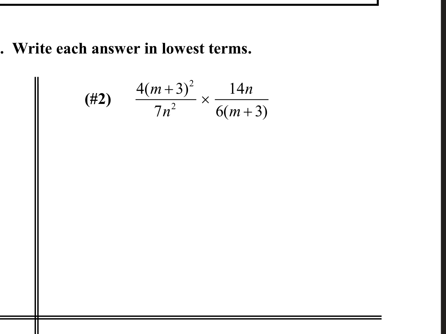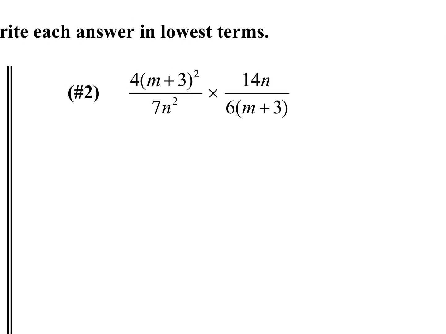Similar problem, we just have a little bit more complex things with some rational expressions. So let's do the same thing here, okay? So let's multiply what we can multiply together here. So we have 4 and 14 we can multiply, right? I would not distribute this. I'd keep the m plus 3 squared the same. So what's 4 times 14? That's going to be 56.